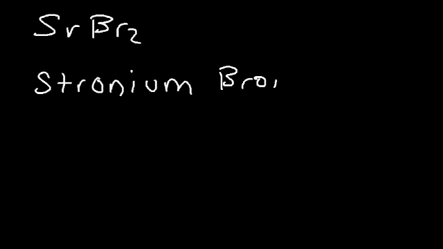Now, since strontium typically has a +2 charge, we don't need to use a Roman numeral, so we can simply say strontium, which is the name of the first element, and then for the second element, we're not going to say bromine, we're going to say bromide. We're going to add the ending -ide. And that's all you need to do to name this particular ionic compound.